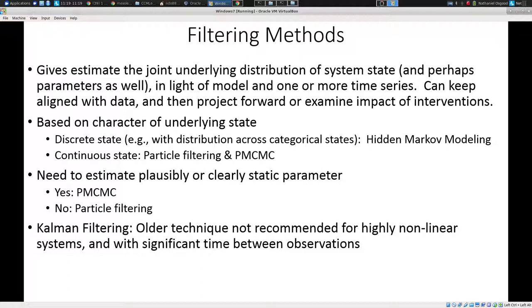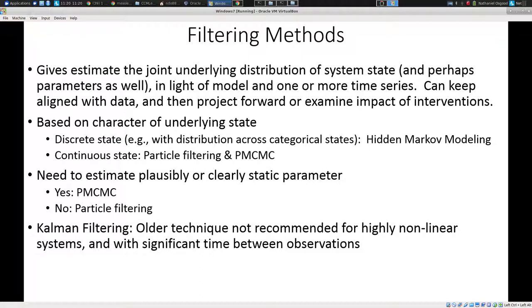Kalman filtering is an older technique. I don't recommend it in the health area because it doesn't handle highly nonlinear systems well, like we're routinely grappling with. And it's set up for very efficient, time frugal, but very simplistic calculations. And it has very restrictive assumptions distributionally, meaning it assumes that errors in the system noise and inaccuracies are distributed in a normally distributed fashion.